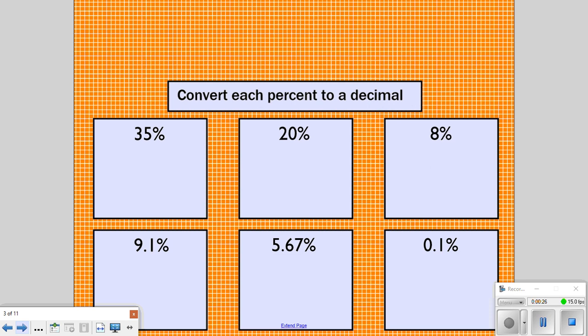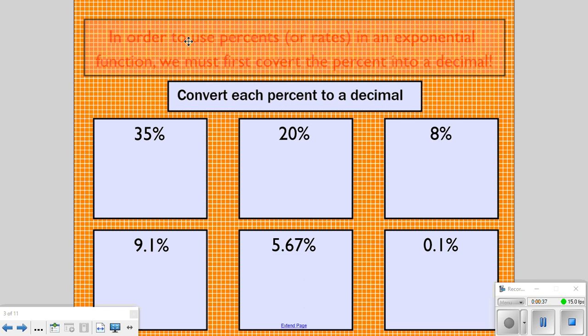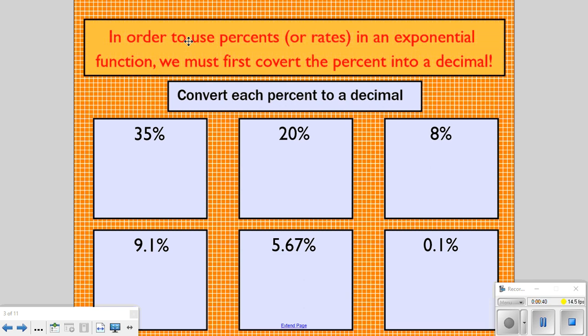The first thing that we need to do in order to be able to figure out some of these exponential growth problems is to be able to convert each percent to a decimal. In order to do that, we need to do one of two things. You can either bump the decimal 2 places to the left, or you can divide the number by 100. Dividing by 100 and moving 2 places to the left are the same thing.